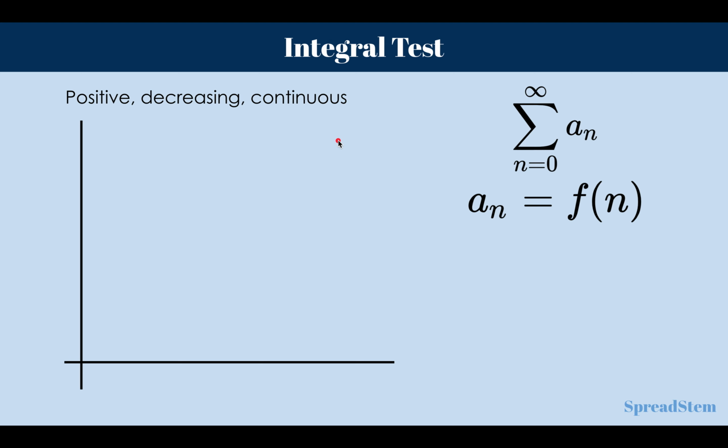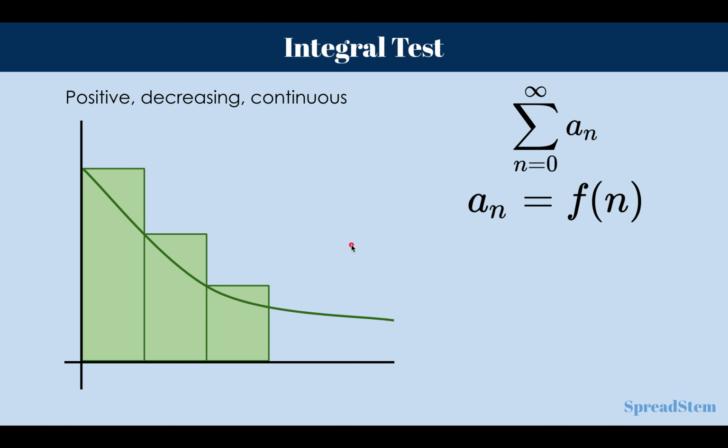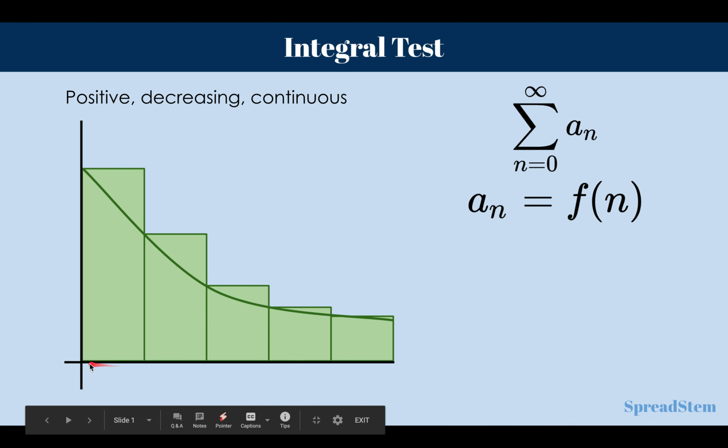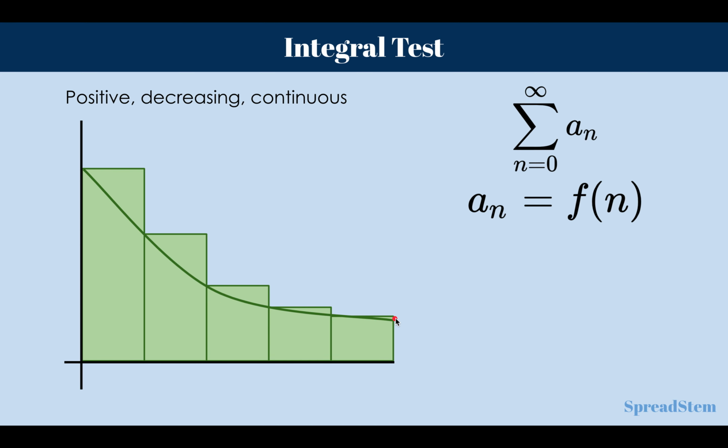So the graph of f of n might look something like this, for example. Now we look at how we can represent this series visually. We can see that the series is just the sum of all these rectangles as it goes on to infinity, where the bases are all 1, and the heights are f of 0, f of 1, f of 2, and so on. So this series is simply the sum of these rectangles.